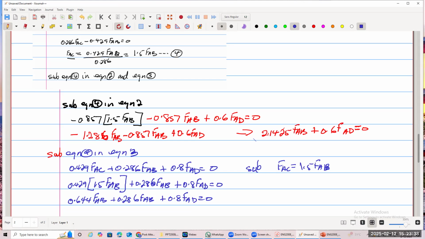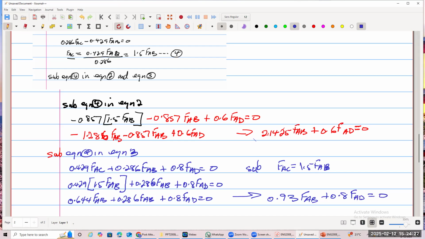Did I write that correctly? Did I write the first one correctly, guys? 0.429. Confirm, please. It's 0.644 plus 0.286. And you sum those, you get, I'm going to write over here, 0.93 FAB plus 0.8 FAD equals 0.